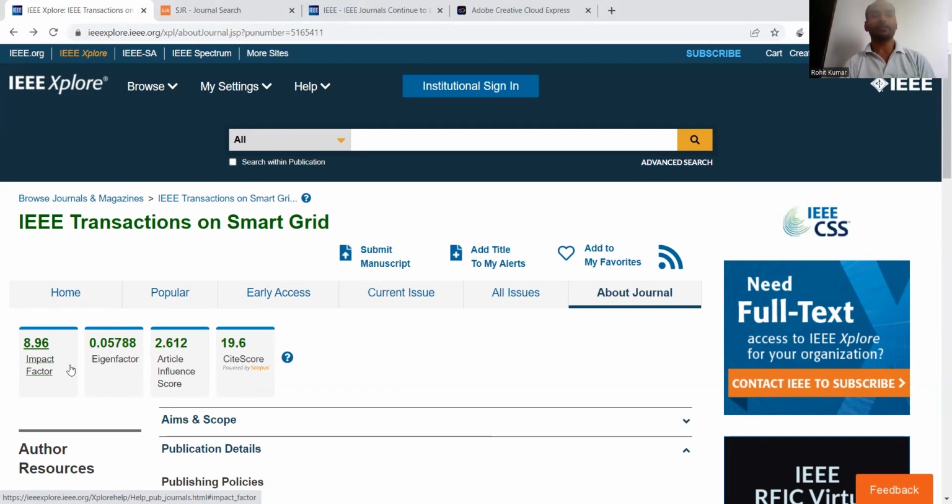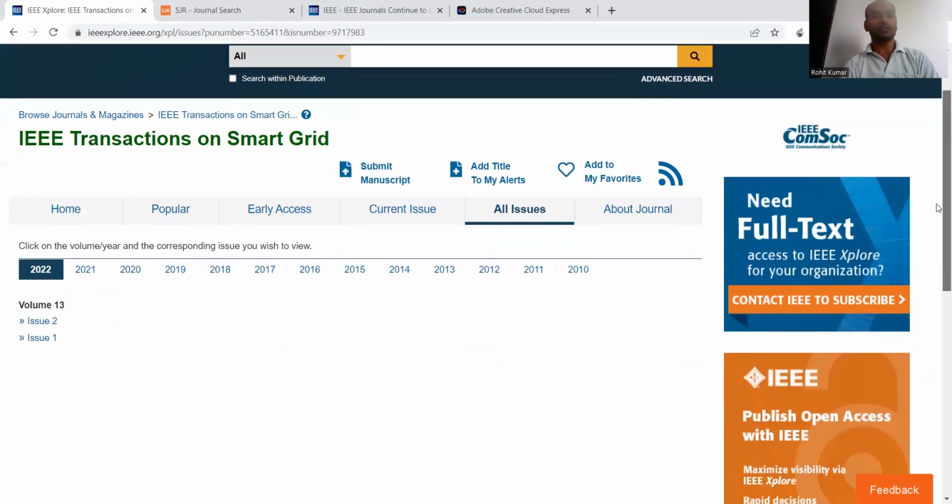Okay, so whenever you are comparing journals and choosing a particular journal, always think whether you are going to write a survey or practical based work. Secondly, what is your research domain, whether that particular journal or transaction is lying in your domain or not, and so on. Okay, now coming to all issues, because history is very important, and how long the journal has been functioning is very important.